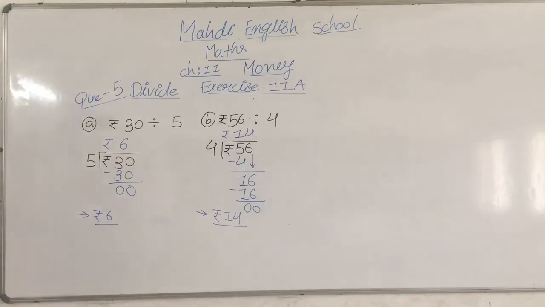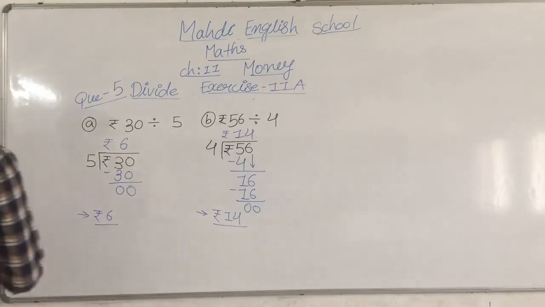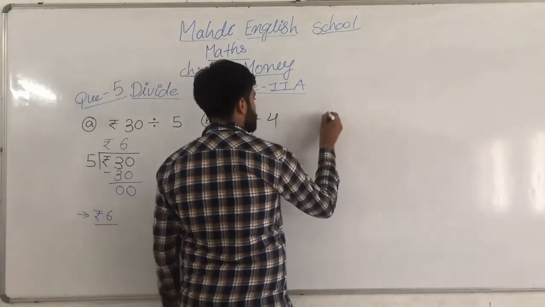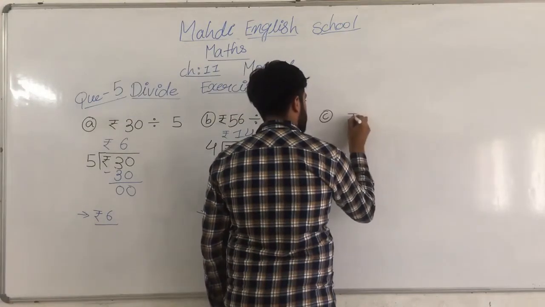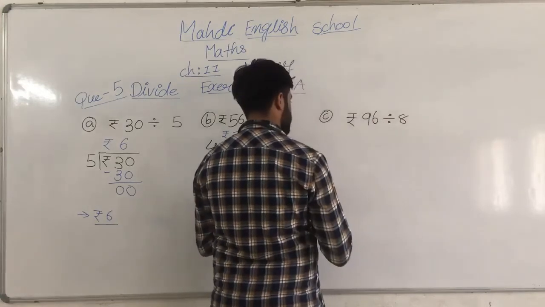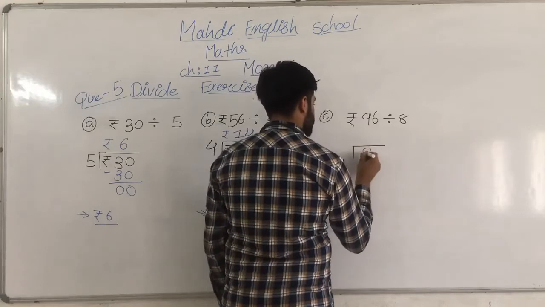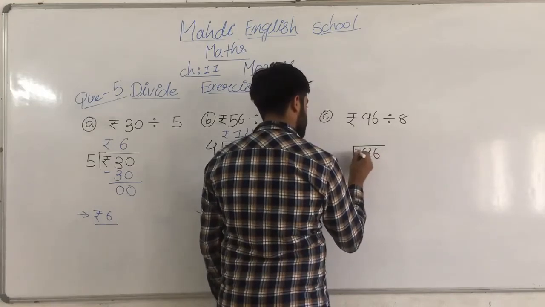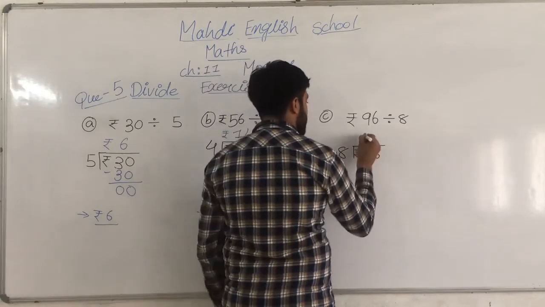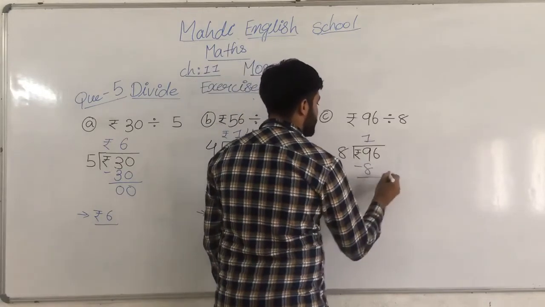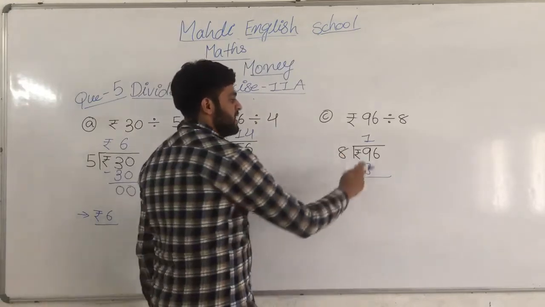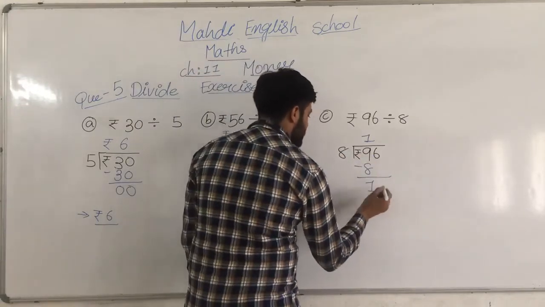And then after, we will move on to question number 3. Question number 3 is what? 96 divided by 8. So 8 ones are 8. Here we are going to take how many digits? 1 digit, the first digit. 8 ones are 8. 9 minus 8, how many left, my dear students?